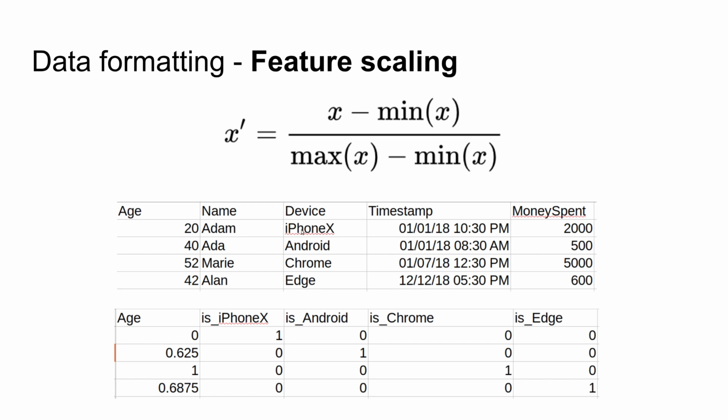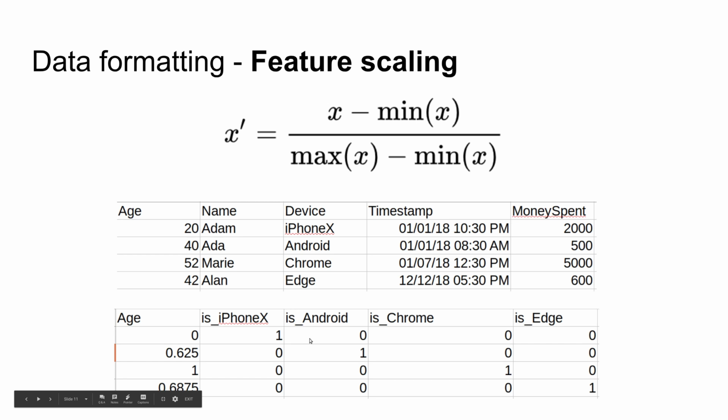So for example, for the first example here, you can see, is it an iPhone X? Is it Android? Is it Chrome? Or is it Edge? So you're going to have one new feature for all of these categories. And then you just put a 1 where it is true, right? So for the first example here, it is an iPhone X, then you put a number 1 there. For the second one, it has an Android, so you put a number 1 there. And then you put 0 on everything else.